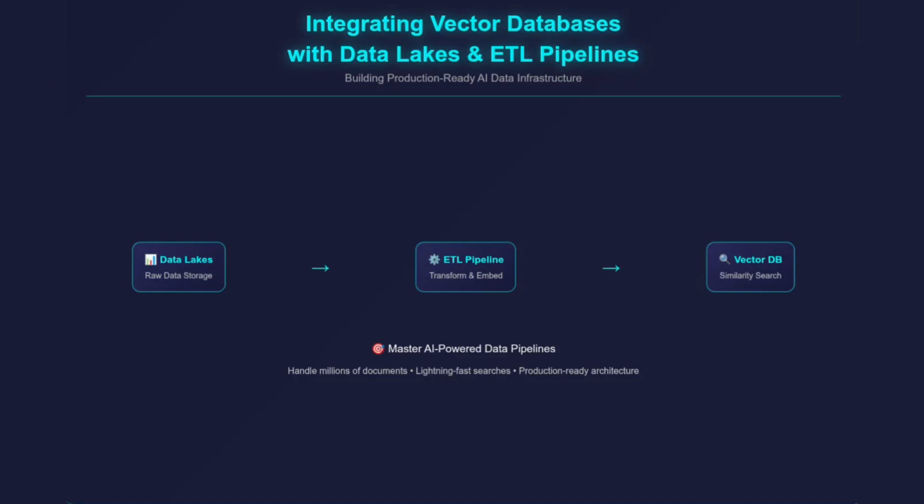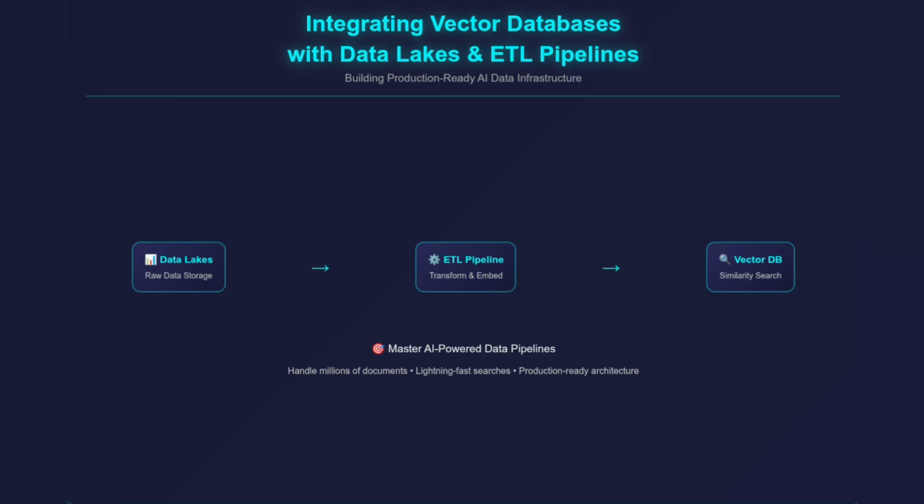Today, we're diving into one of the hottest topics in modern data architecture, integrating vector databases with data lakes and ETL pipelines. If you're working with AI applications, RAG systems, or semantic search, this video is going to be a game changer for you. By the end of this video, you'll understand how to build production-ready pipelines that can handle millions of documents, transform them into embeddings, and store them efficiently for lightning-fast similarity searches.